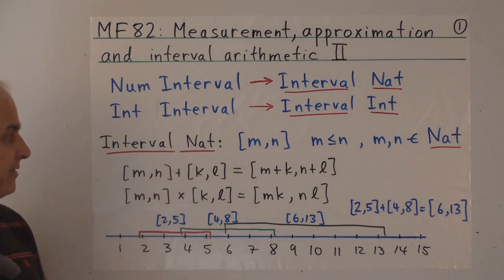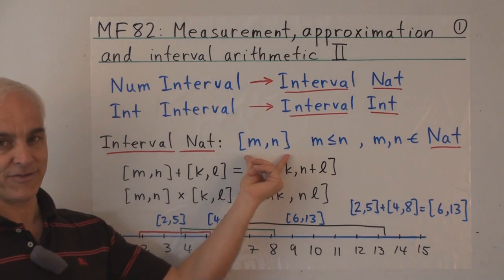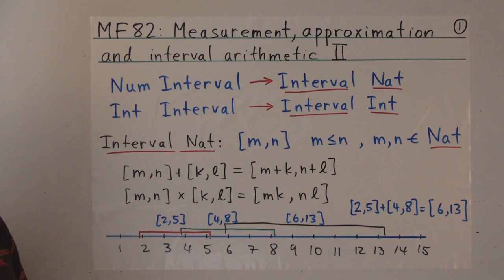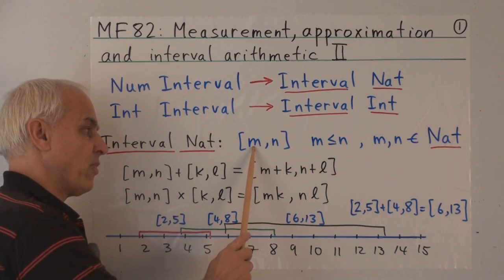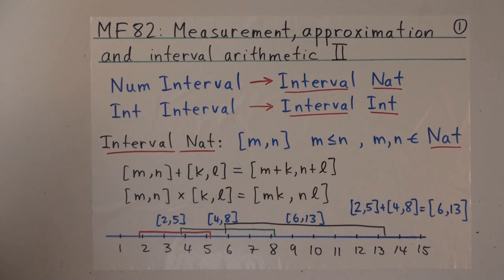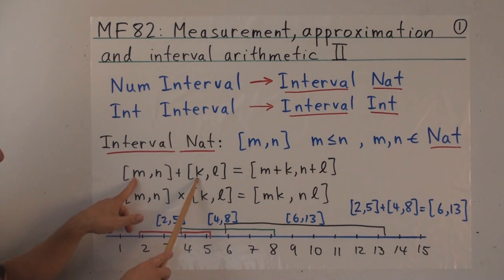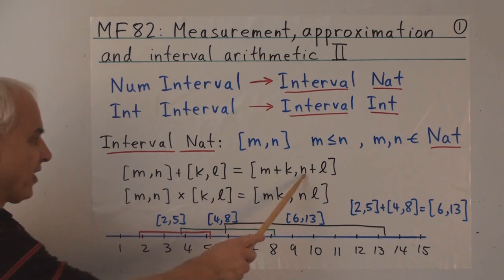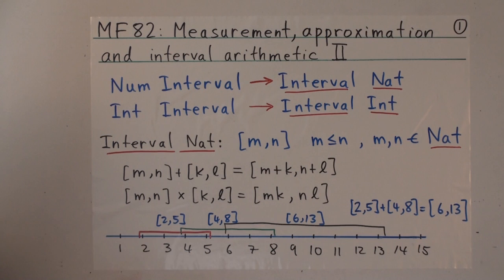So an interval nat, or an interval over the natural numbers, is by definition an expression like this. An expression involving two natural numbers, m and n, and with a requirement that the first one, m, is less than or equal to the second one, n. And we had a definition of addition of such intervals. Here is the definition. We just basically add the two elements in the first position, and we also add the two elements in the second position. And multiplication is exactly the same.